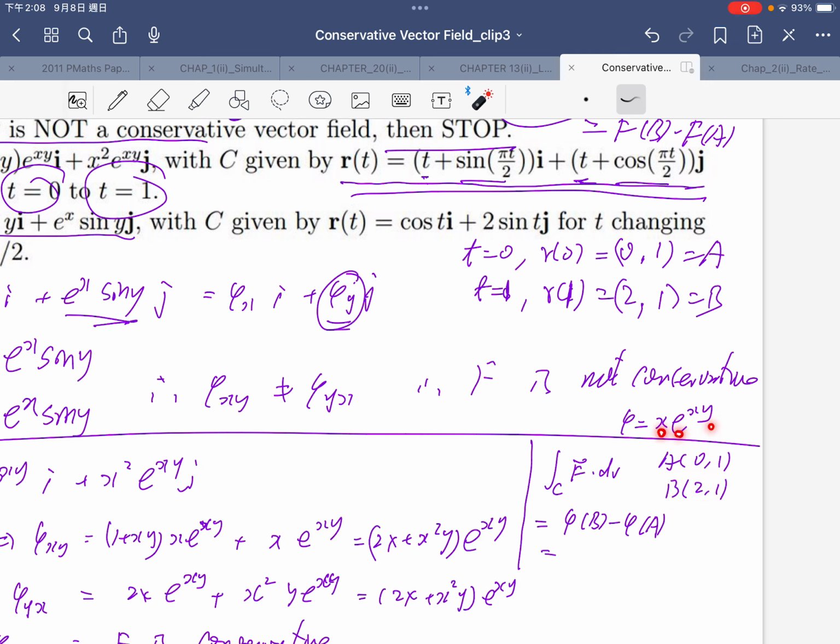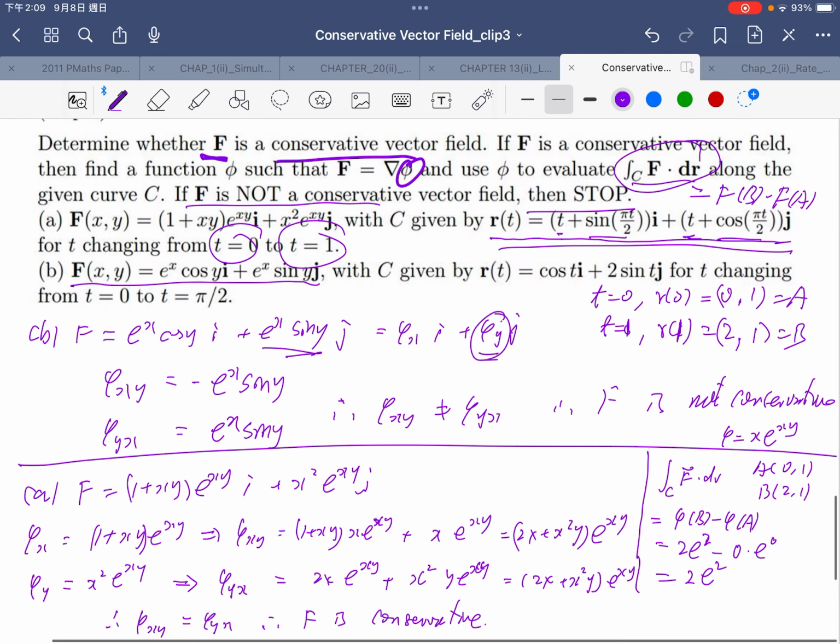This is 2 times e to the power 1, that is, 2 e to the power 2. And phi(A) is equal to 0 times e to the power 0. Then the final result is 2 e to the power 2. This is the line integral over a vector field.